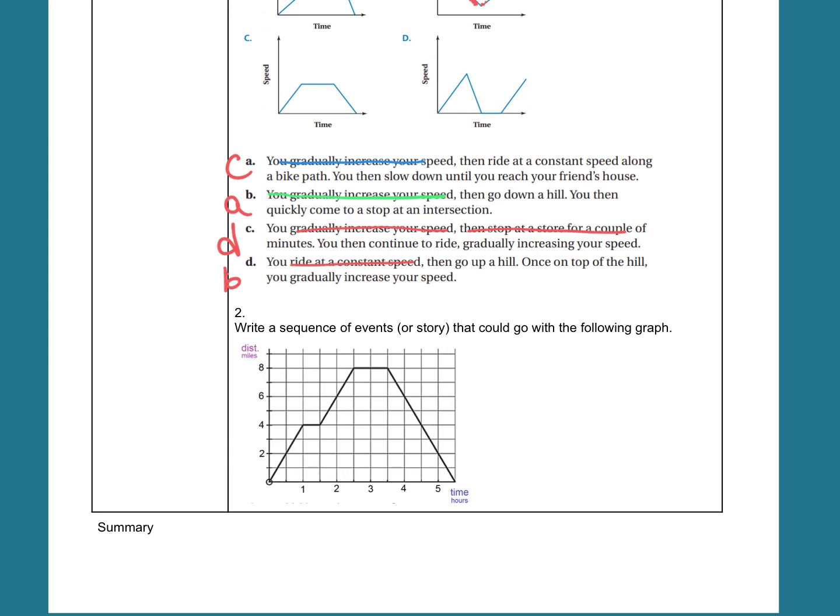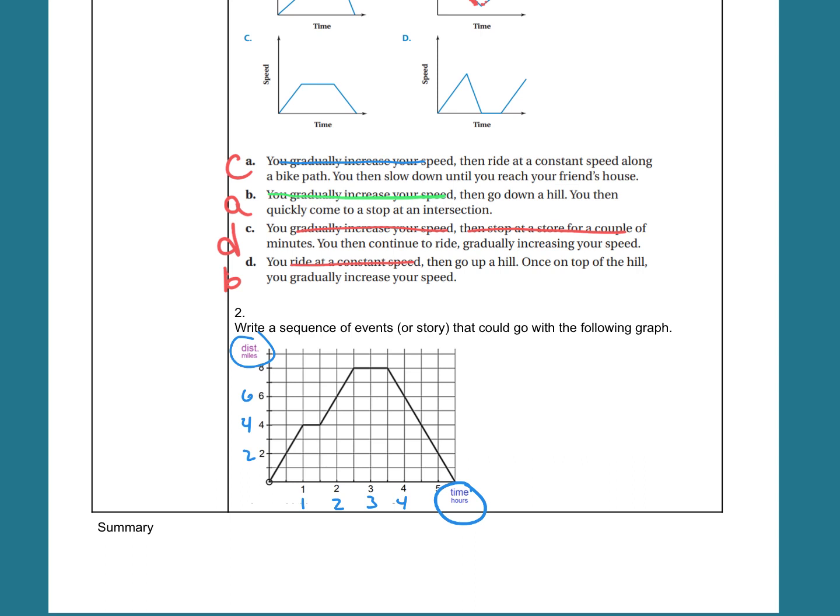Now we're going to write our own sequence of events or story that could go with this graph. Let's check out what this is about. This is about time. So this is 1 hour, 2 hours, 3 hours, 4 hours, and so on. And this distance, so in miles. So then this is 2 miles, 4 miles, 6 miles, and so on.